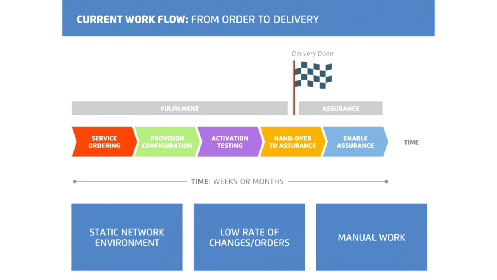So let's start by breaking down the steps involved in delivering network services today. If you start from the left-hand side, first the customer orders the service, then the device configurations are provisioned, and I would say only in some cases the circuits are activation tested to complete the fulfillment phase. In many cases, the delivery would now be considered as done, and it now becomes the assurance team's responsibility to supervise the service as it goes into production state.